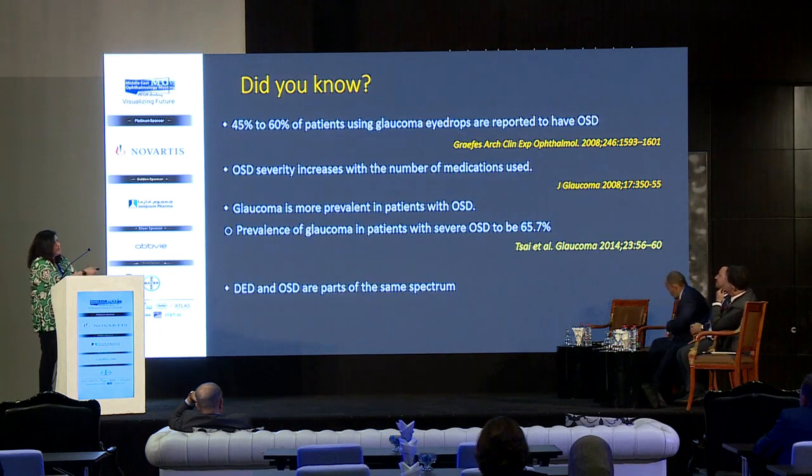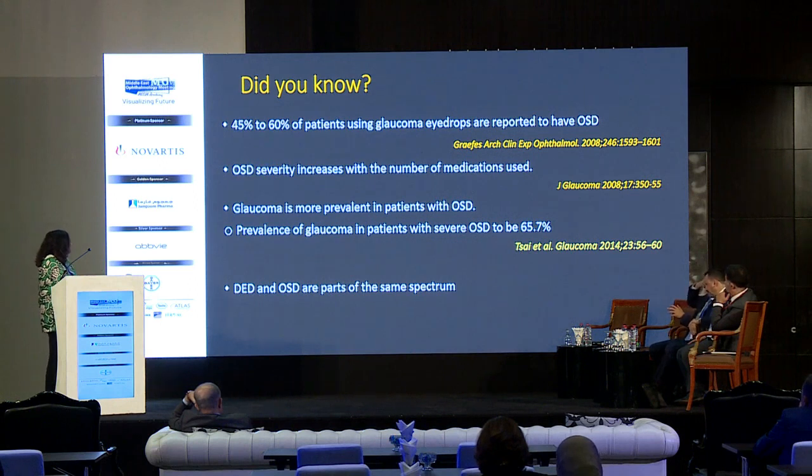We know from different papers that close to 50% of our patients who are on glaucoma drops have ocular surface disorders, and this severity increases with multiple medications as we go on adding more and more drugs to control. Glaucoma is also more prevalent in patients with ocular surface disease, and the prevalence of glaucoma in patients with severe ocular surface disorder is close to 2/3.